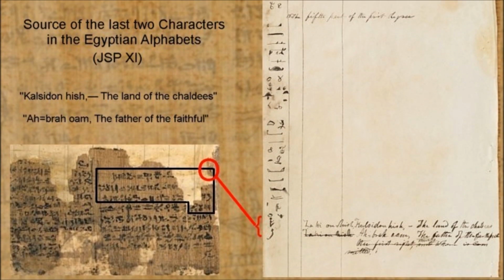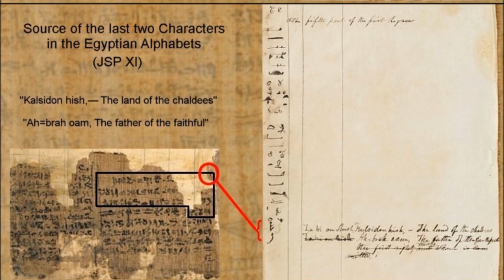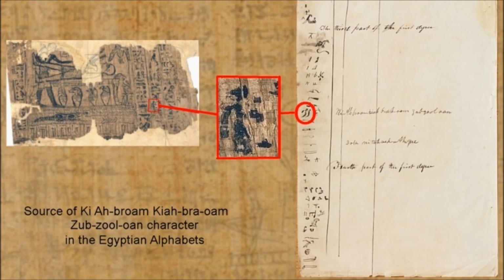The last 2 characters in the alphabets come from the beginning of Joseph Smith Papyrus Fragment 11 and are translated as the land of the Chaldees and Abra-Oam, the father of the faithful. Thus, the beginning of the Book of Abraham comes at the end of the alphabets, not before. The third exception is 1 character from Part 3, copied from column 2 next to the facsimile 1 vignette, which is named Kaya Bra Oam Zubzul Oan, but not translated.